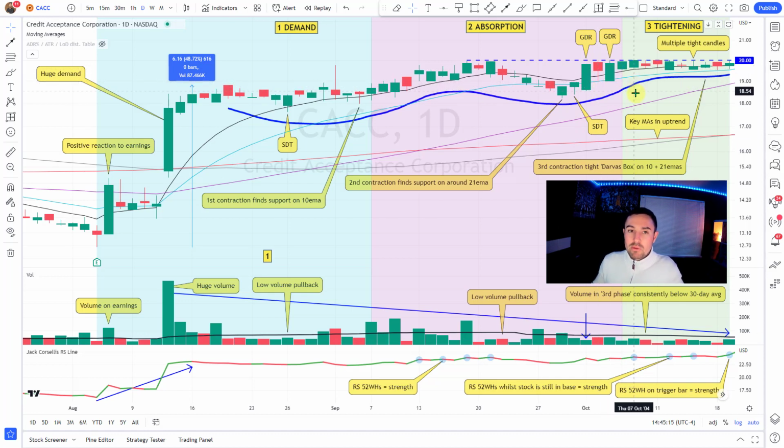What does that tell you about supply? There isn't much supply coming to the market. And then 2 bars later, you have another gap down reversal bar. Take a look at the volume. Volume is below the 30-day average.